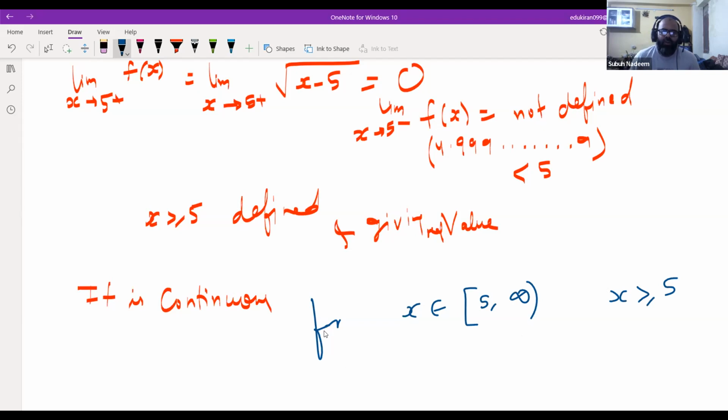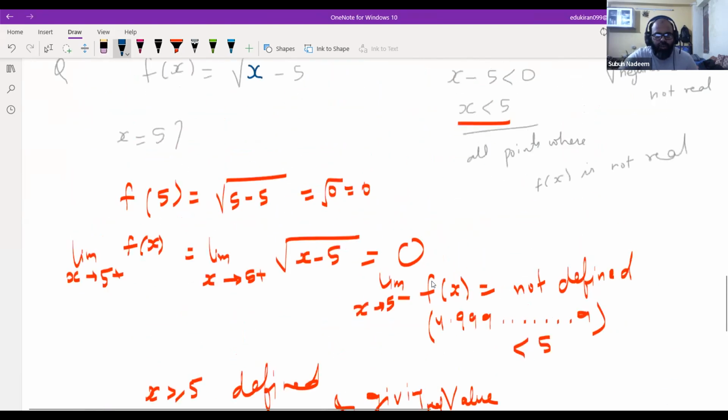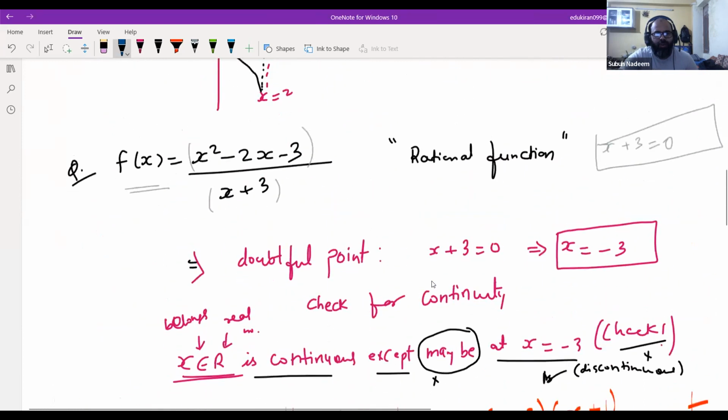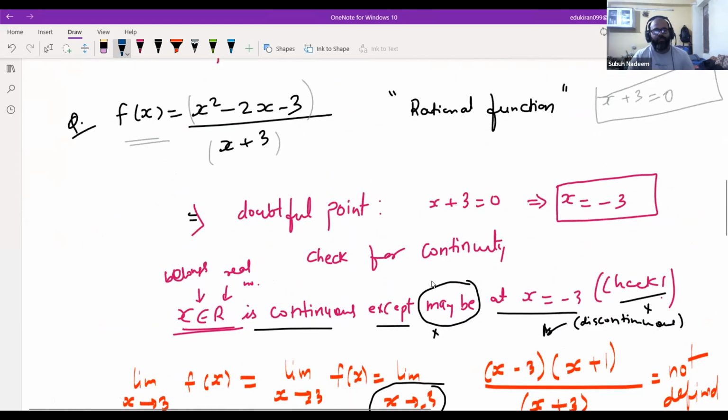So square root will also create doubtful points as a reciprocal does. So you can write all of them one by one. I'm starting from here. Is it okay, Sathya? Yes, sir.